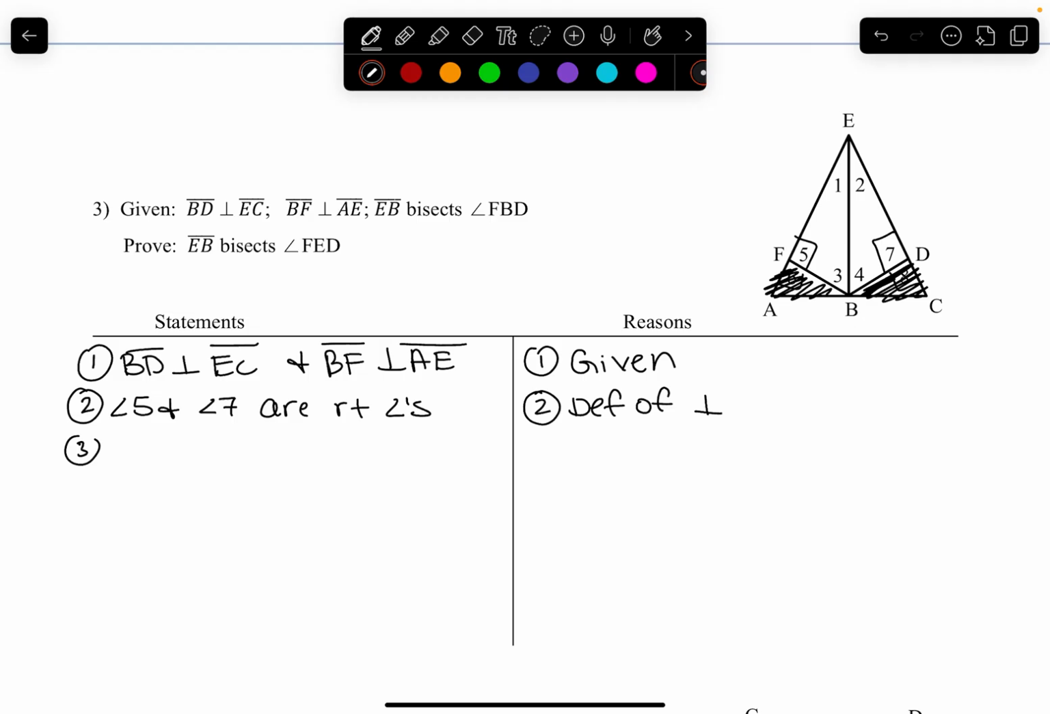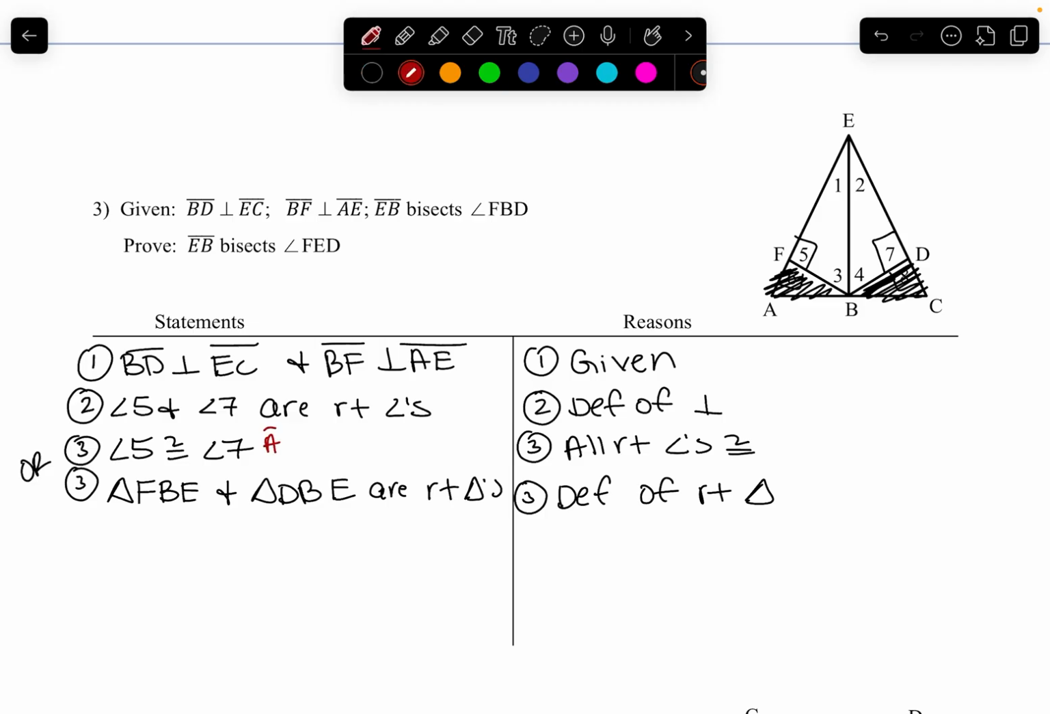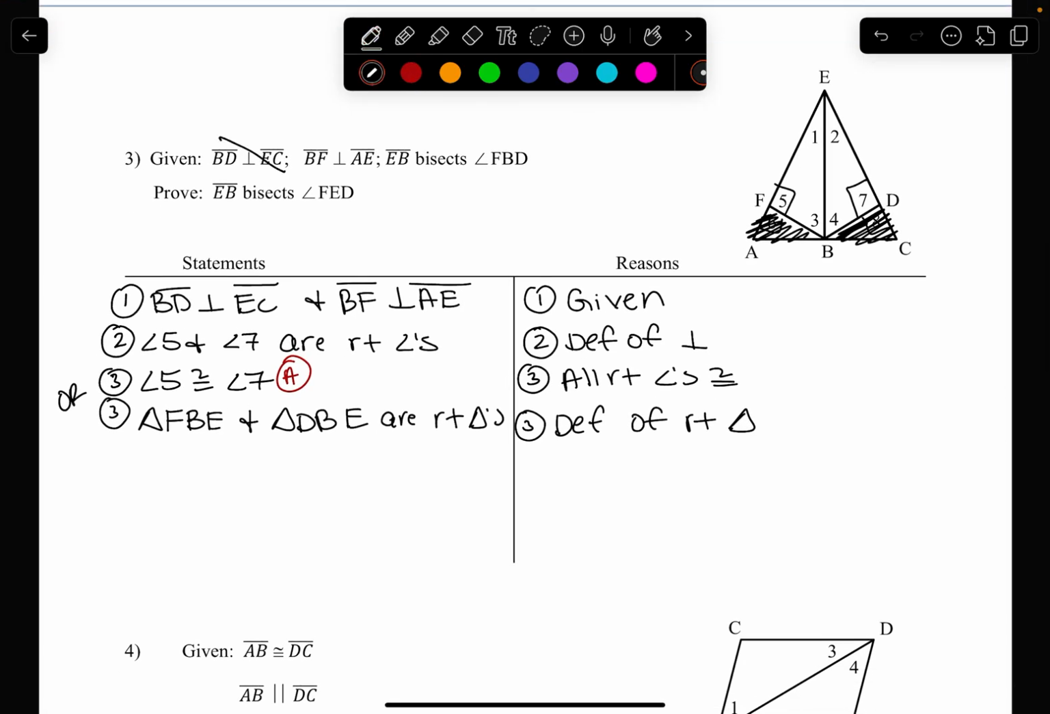Remember, with perpendicular lines, you've got to do two number 3s here. The first one is going to be that angle 5 is congruent to angle 7, and that is all right angles are congruent. And then your other option would be that triangle FBE and triangle DBE are right triangles, and that's going to be definition of right triangle. I got to go back and remember to mark one of those out at the end. Okay. So I do have an angle, helpful, but now I got to find other things. Okay. So that takes care of this guy and this guy.